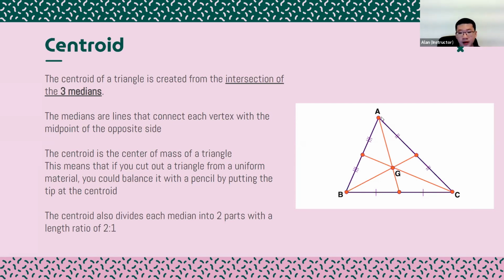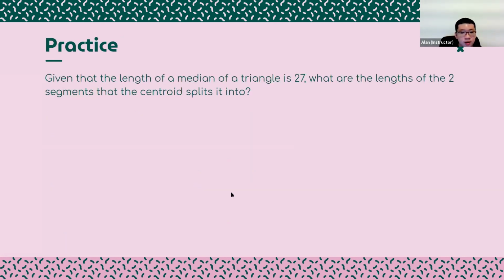So for example, in the median from A to the midpoint of segment BC, G divides it into 2 parts. You can see that it divides it into a segment AG, and also the part that's from G to the midpoint of BC. And the ratio of the lengths of those 2 segments is always going to be 2:1. And that's for any median. So here's a practice question. I'll give you guys 1 minute to do it. If you know that the length of a median of the triangle is 27, what are the lengths of the 2 segments that the centroid is going to split it into?